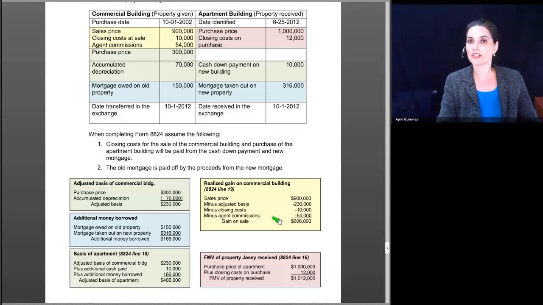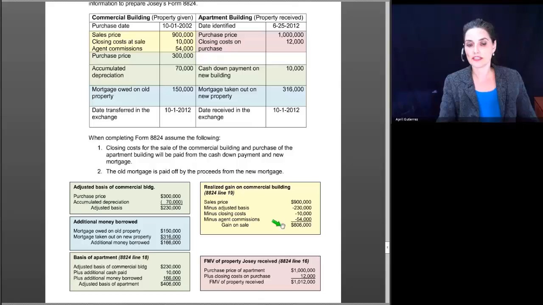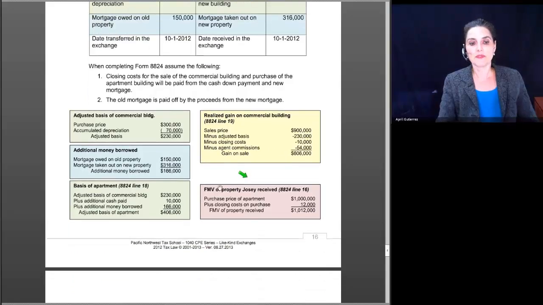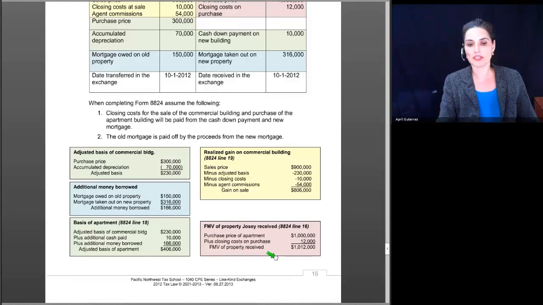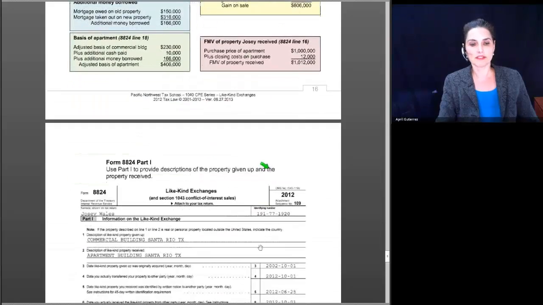The whole point of a like-kind exchange is to not have to include that $606,000 in income. So if it's a qualifying exchange and we're not dealing with any boot being received, then we're not going to have to include any of the $606,000 in income. Then we have the fair market value of the property that Josie received, and this is the number that we need to enter on line 16 of 8824. We begin with the purchase price of the apartment, $1 million, and then we add closing costs on purchase of $12,000 to get the fair market value of the property received, which is $1,012,000.